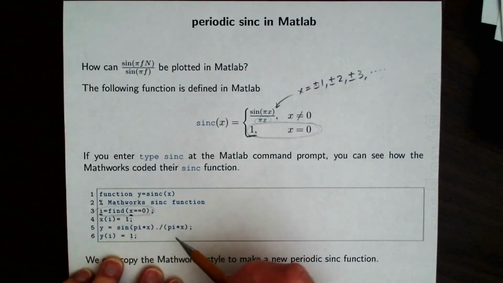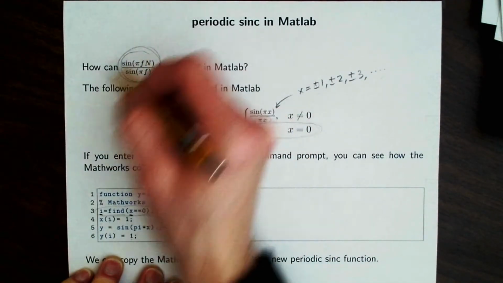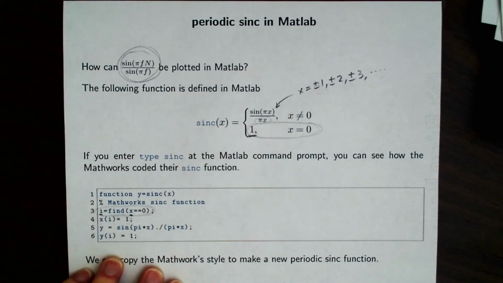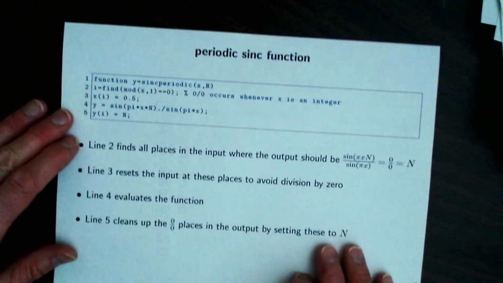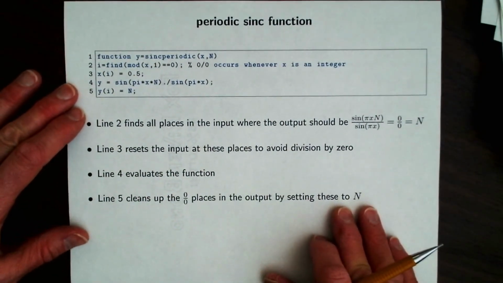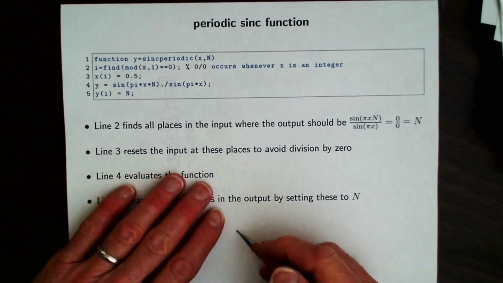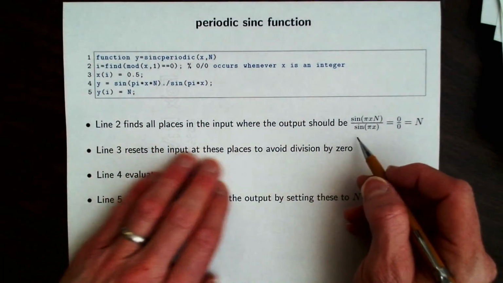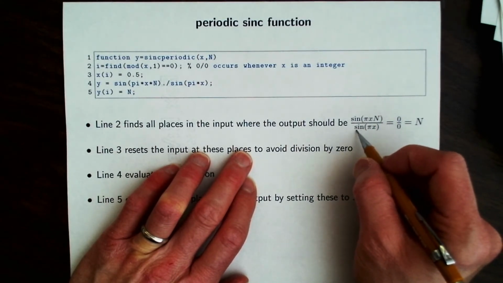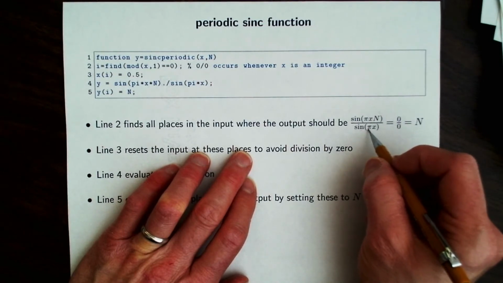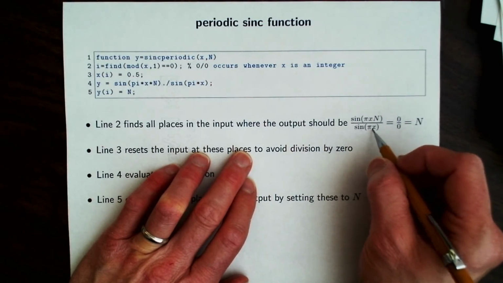So now let's think about how we would code this function, sin(pi f n) over sin(pi f). How would we code that function? Well, we can take inspiration from the way the MathWorks coded their function. What we need to do is avoid dividing by 0. So basically, in the denominator, we get 0 anytime f is equal to an integer.